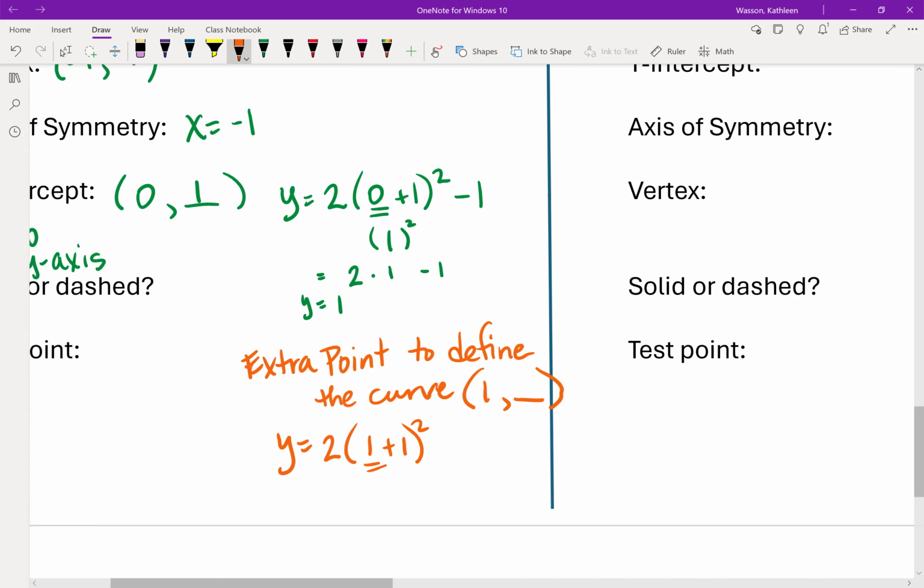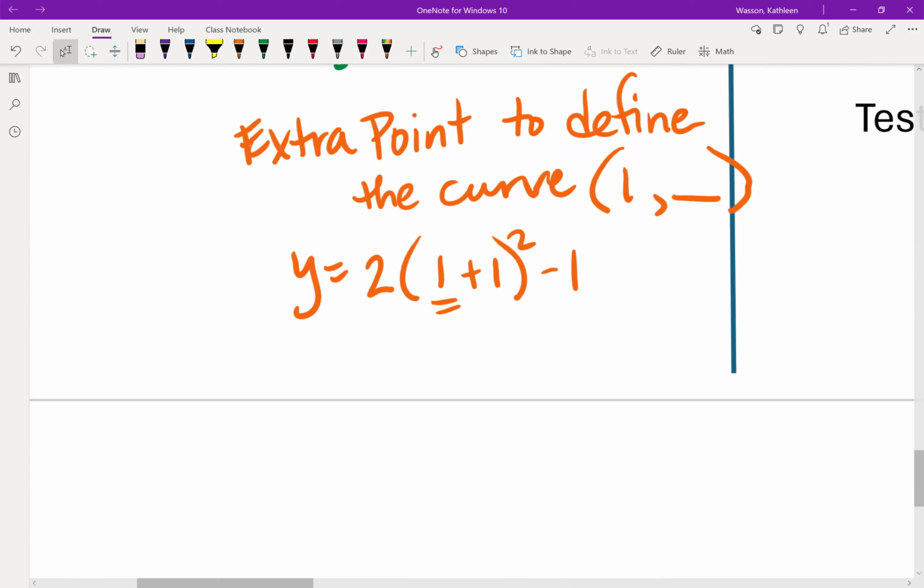So I'm substituting 1 for x this time. And this is arbitrary. I could choose 2 or 5 or 18 or whatever. I want to make sure that the point fits on the graph so that it's useful for me. And you do the parentheses first. So 1 plus 1 is 2. And I square that, so I get 4. So y is going to be equal to 2 times 4 minus 1. 2 times 4 is 8. 8 minus 1 is 7. So I find that when x is 1, y is 7.